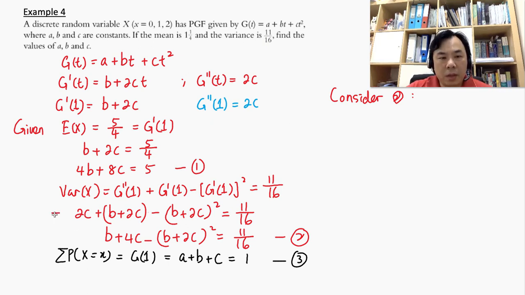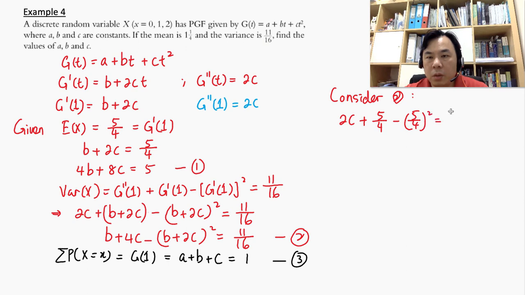From this section of the equation, you will notice that there's actually 2c plus the first derivative. The first derivative is actually the mean. The mean is given by 5 over 4. So instead of writing that, I could have written 5 over 4 instead. And the same goes for this: 5 over 4 squared equal to 11 over 16. So let me try to simplify this.